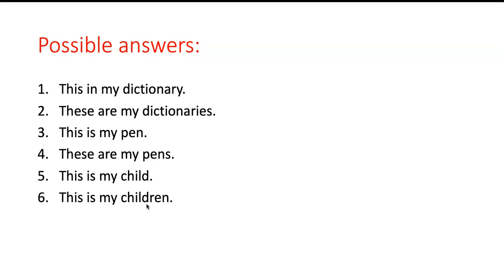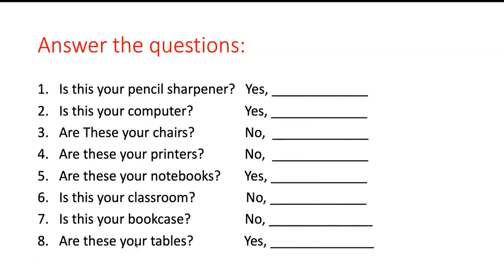So I have here 2 errors. Okay, so wait, I am going to fix it. Okay, wait. Okay, so I am here again. Now I fix the errors here and I have this is my dictionary and here look at this number 5. This is my child because it's only one child, you have to use this is. Number 6, these are my children, okay? Children plural, I have to use these are. Okay, so next we are going to continue, okay?